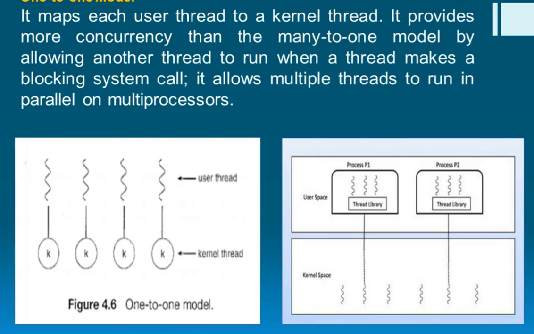The disadvantage of this model is that creating a user thread requires creating the corresponding kernel thread. OS/2, Windows NT, and Windows 2000 use the one-to-one relationship model.